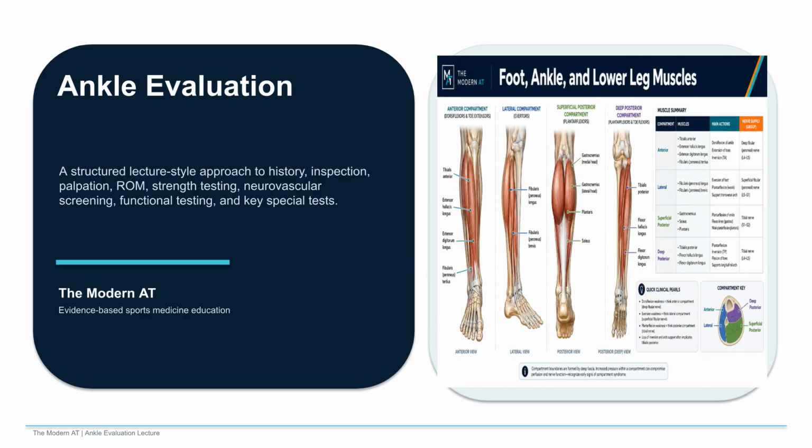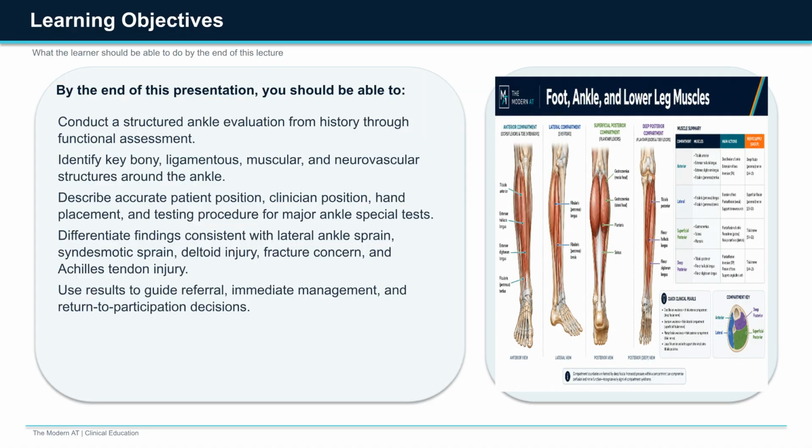The goal is to decide what structure is likely involved, what findings raise concern, and whether the athlete needs referral, protection, or a progressive return to participation plan. By the end of this lecture, you should be able to complete a structured ankle evaluation from history through function.